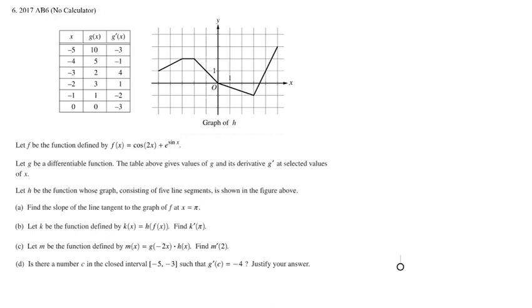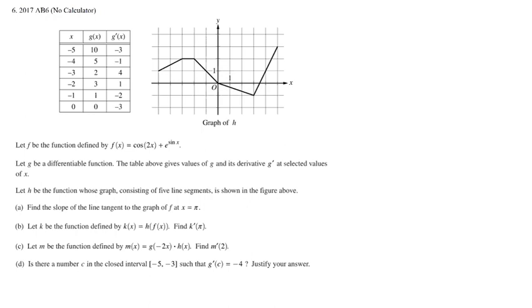All right, next we've got 2017 AB number 6, and this one's a little wild. We've got a table, we've got a graph, and we've got a function where they gave it to us, and it's a composite function, right? So what I'm going to do is actually do part A. This is a very chain rule question.